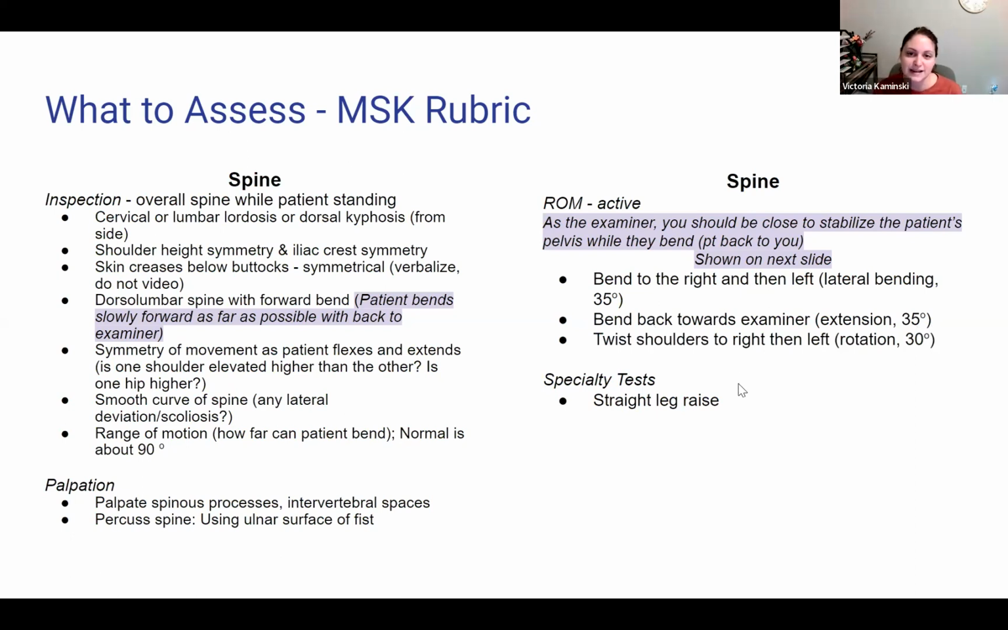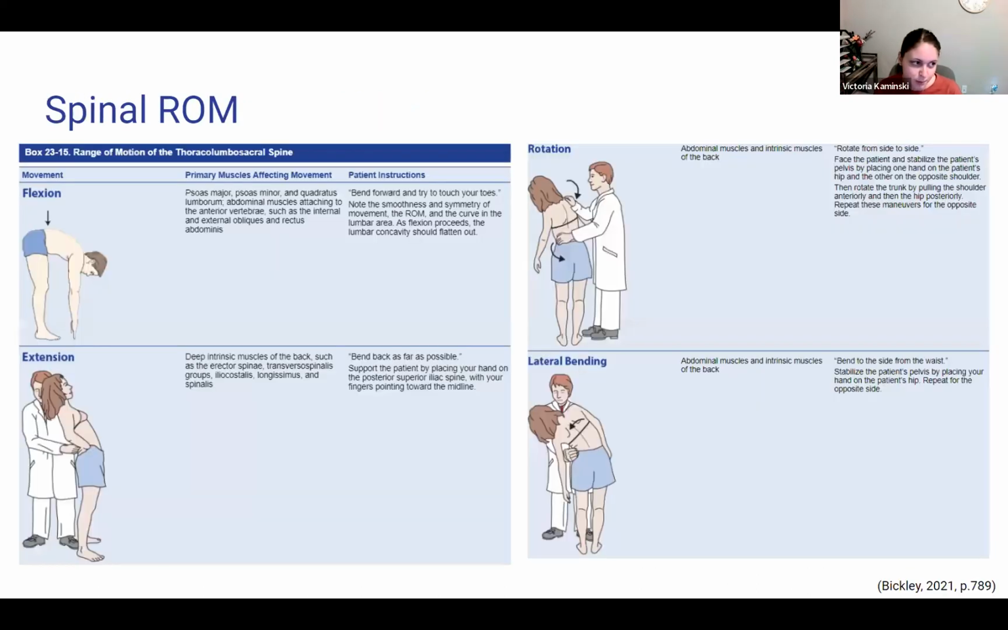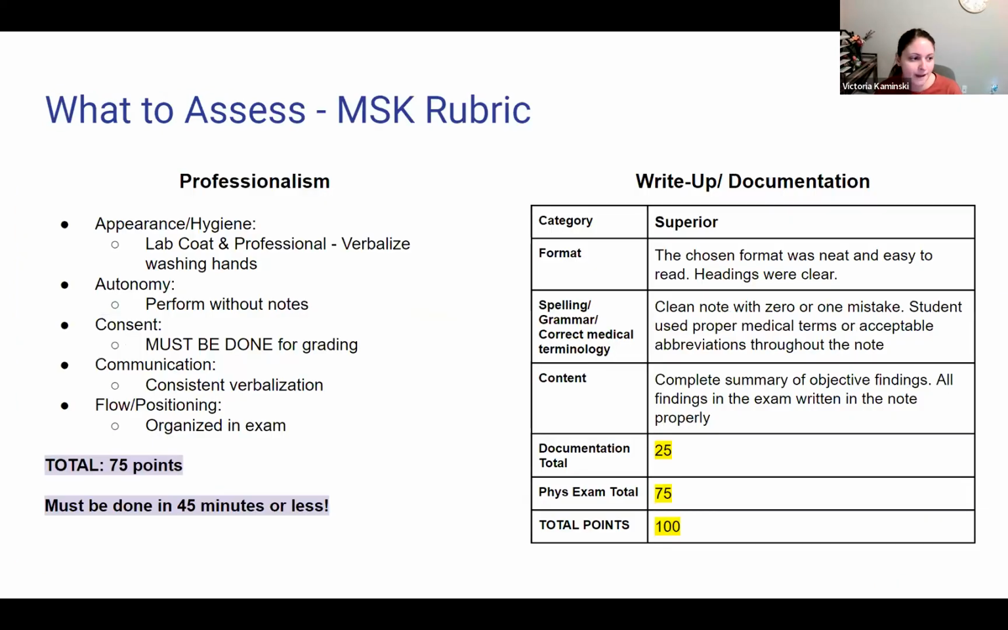And then your special test is the straight leg raise. That is best performed when the patient is lying down in a supine position and you're raising that leg forward. So again, here's spinal range of motion to show you exactly how it's visualized in your Bates book with flexion, extension, rotation, and lateral bending. And then we are at the end of our MSK.